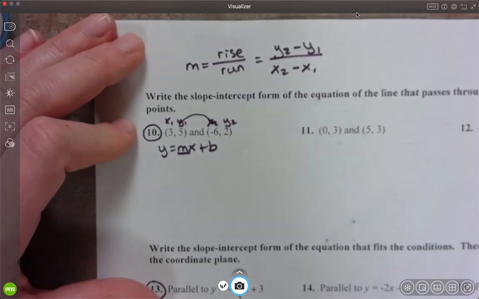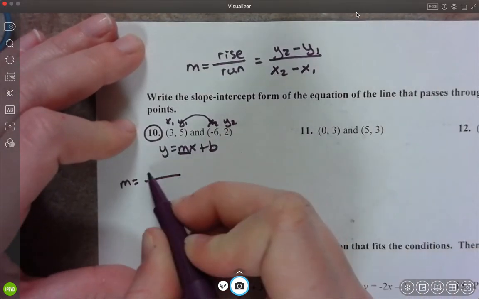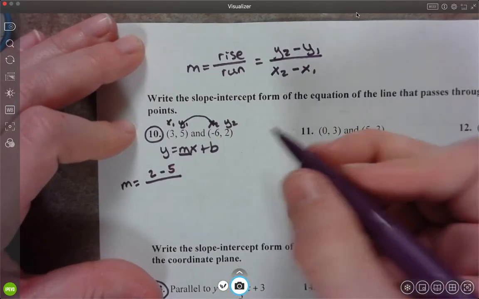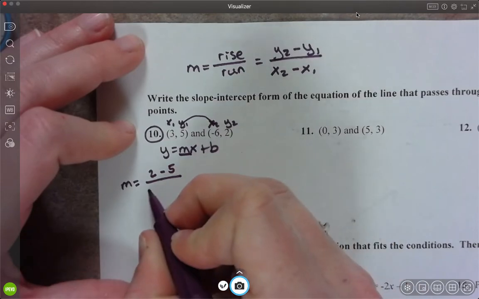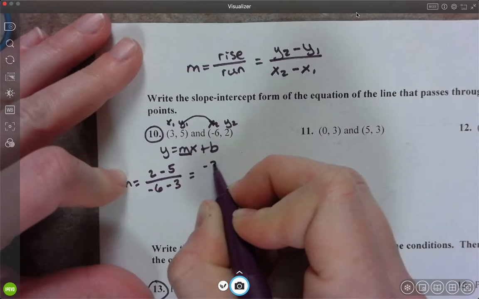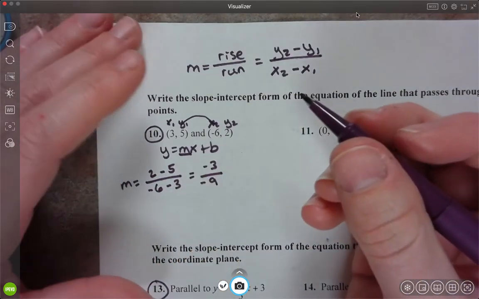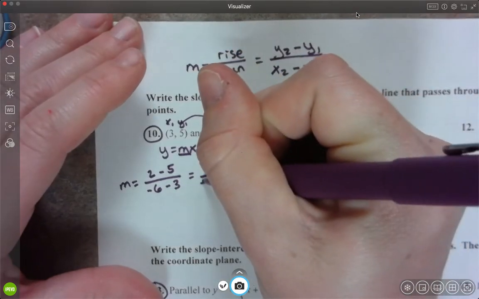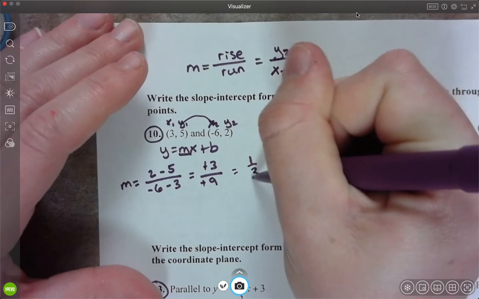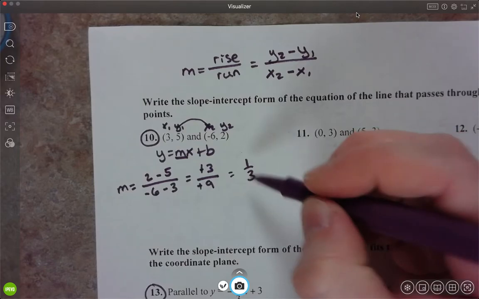All right, so to solve for m, I'm going to do my second y coordinate is 2. First y coordinate is 5. So 2 minus 5. Then I'm going to do second x coordinate is negative 6 minus 3. So 2 minus 5 is negative 3. Negative 6 minus 3 is negative 9. Okay. Since they're both negative, I can cross those out and make those both positive now. And 3 over 9 is 1/3. Okay. Now I'm at the same step that I was in the previous problem. So I know that the slope is 1/3.